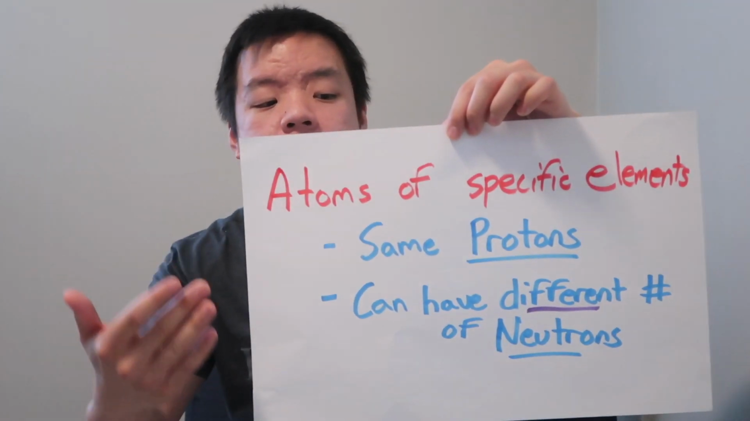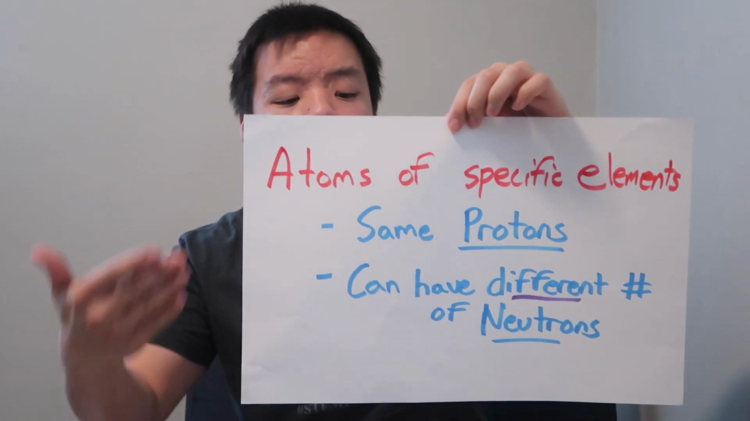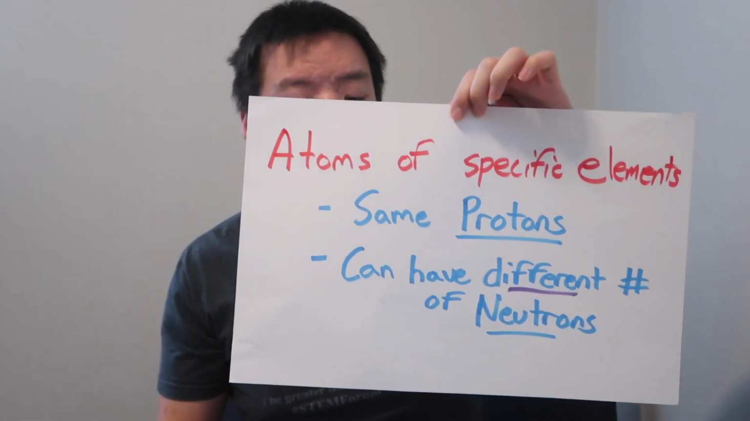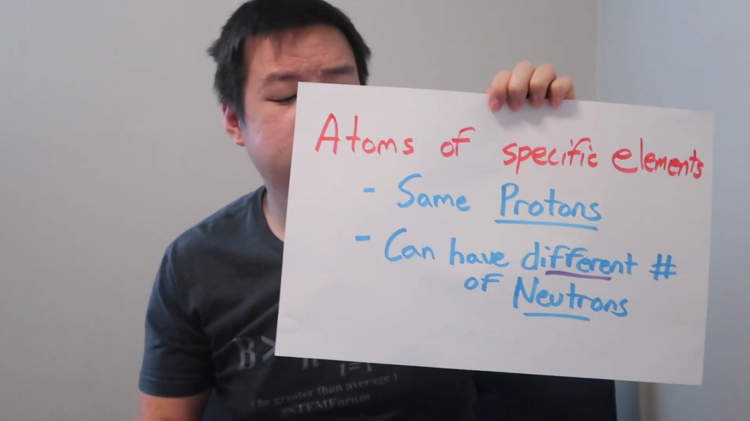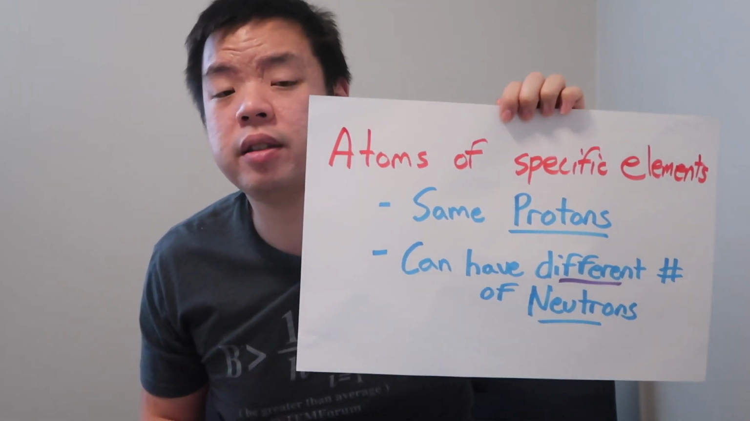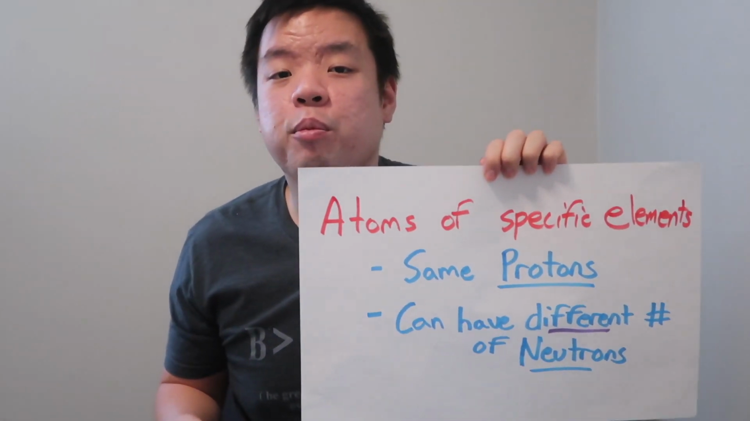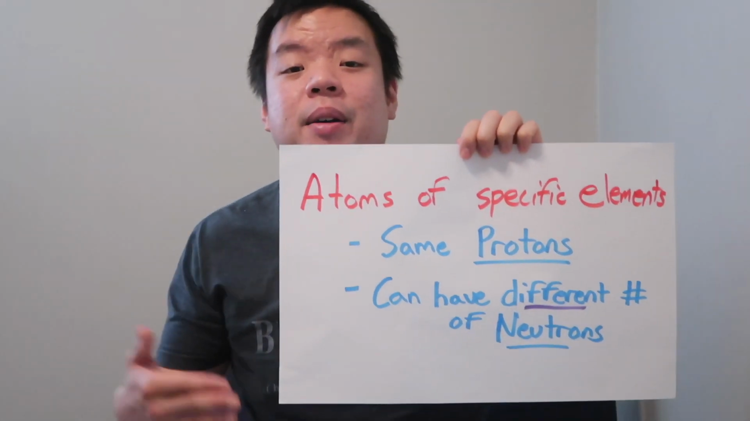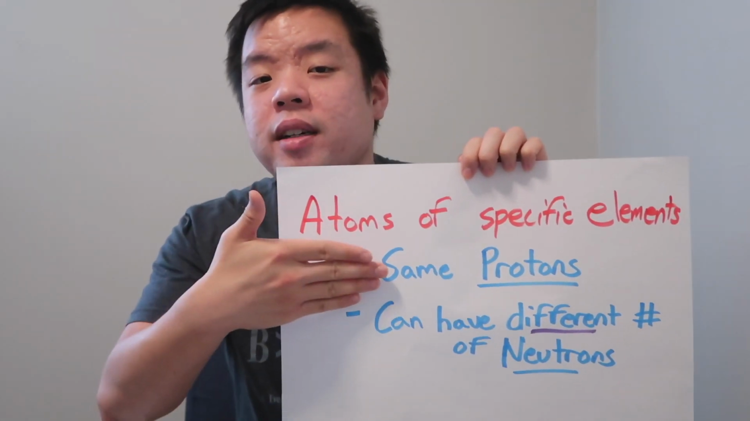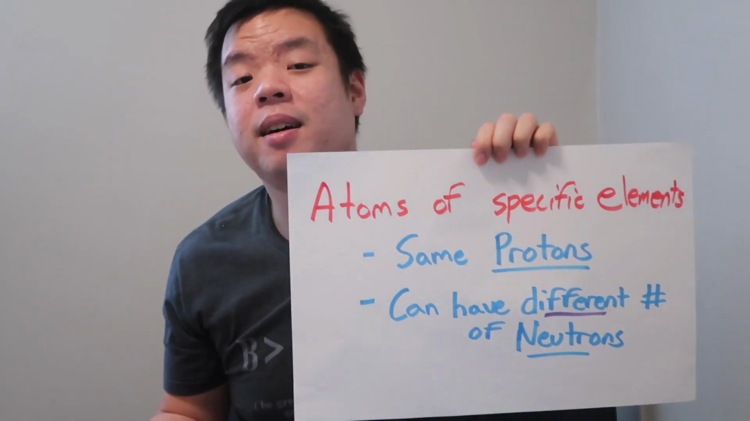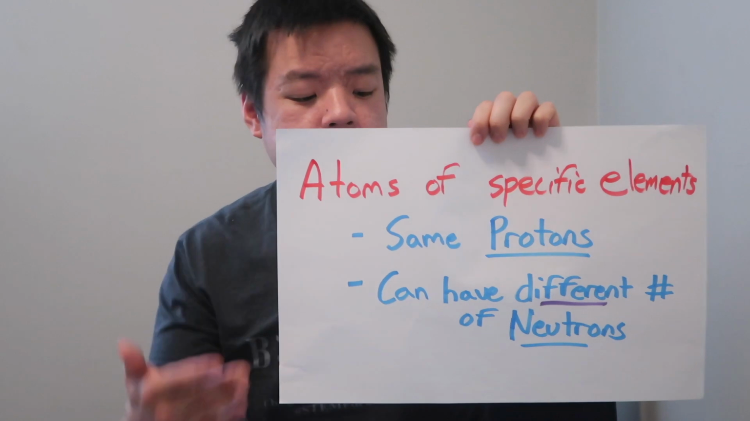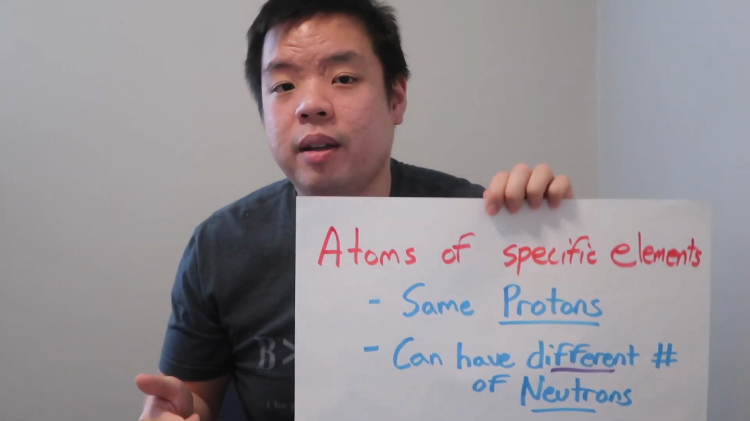Now the other thing that's really important is that atoms of the same element, or a specific element, can always have the same protons, but a clear distinction and an important piece of information is that they can have different numbers of neutrons. We'll learn later what that is called, but just know that protons have to stay the same for a specific element, but neutrons can change as well as electrons. Protons have to stay the same.